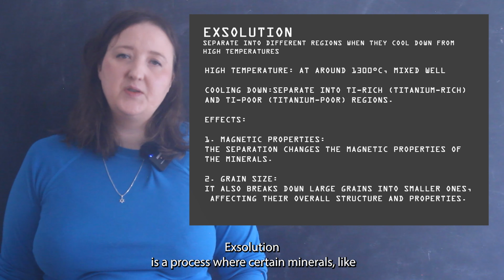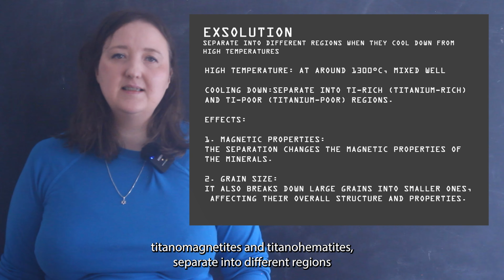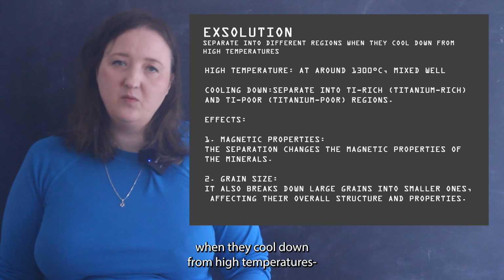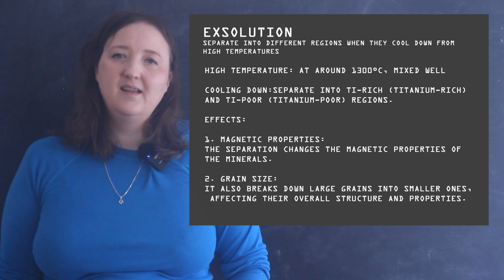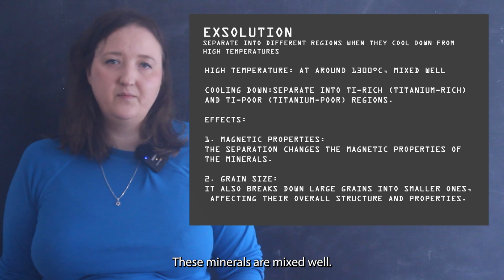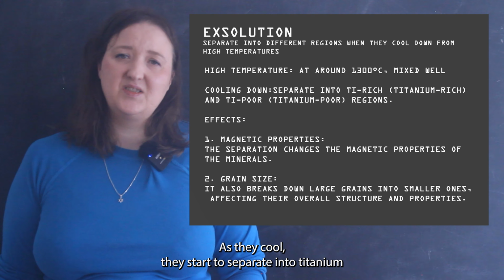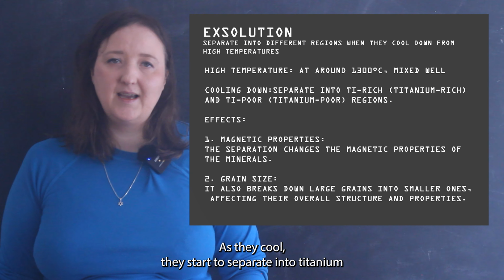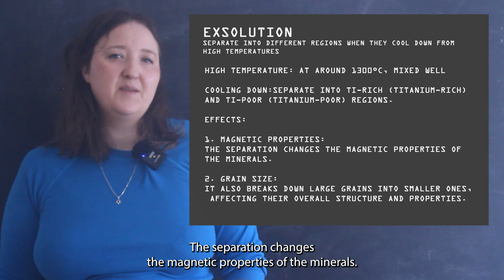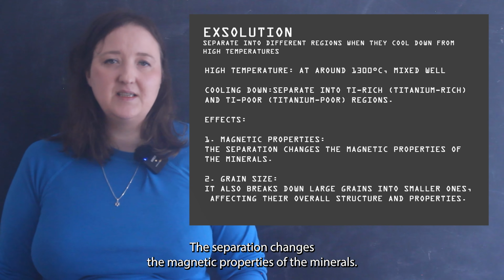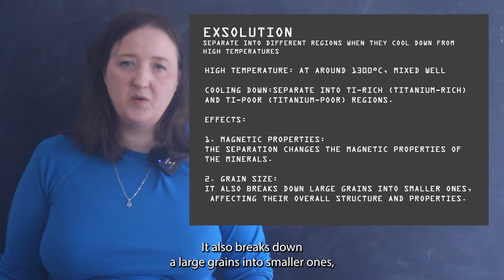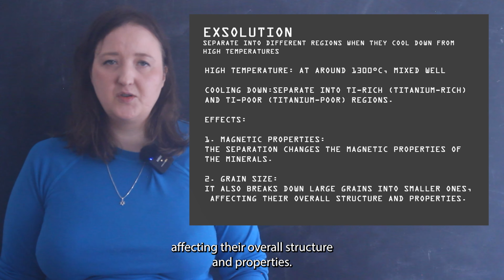Exsolution is a process where certain minerals like titanomagnetites and titanohematites separate into different regions when they cool down from high temperatures. At around 1300 Celsius, these minerals are mixed well. As they cool, they start to separate into titanium-rich and titanium-poor regions. The separation changes the magnetic properties of the minerals. It also breaks down large grains into small ones, affecting their overall structure and properties.